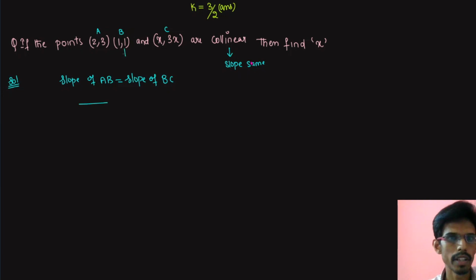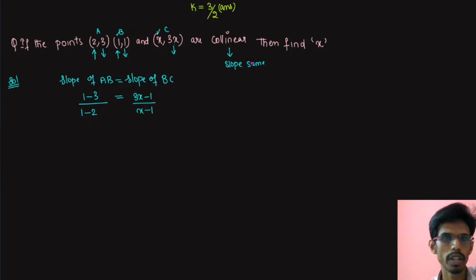Slope is nothing but the ratio of the difference of y coordinates to the difference of x coordinates. So here for AB, these two are y coordinates: 1 minus 3, by the difference of x coordinates, x2 minus x1, that is 1 minus 2, is equal to the same for BC. Here we have y as 3x minus 1 by the difference of x coordinates, x minus 1. Now this will become minus 2 by minus 1, is equal to 3x minus 1 upon x minus 1.